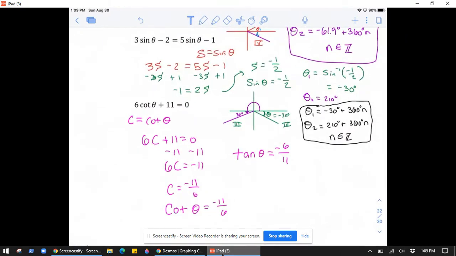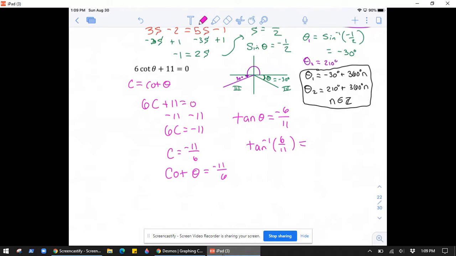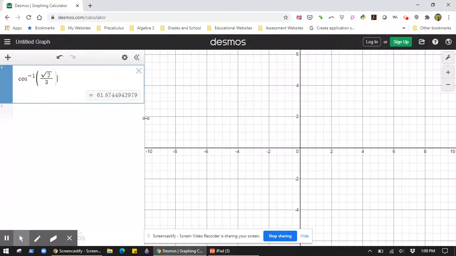Now, one thing you might do that I didn't do above, you can basically ignore the negative if you want, if you just look visually at where you are. So let's note that tan inverse of +6 over 11 is going to give us a reference angle. Well, let's see. We're going to need a calculator for this. So let's type in tan inverse of 6 over 11. We get about 28.6 degrees.